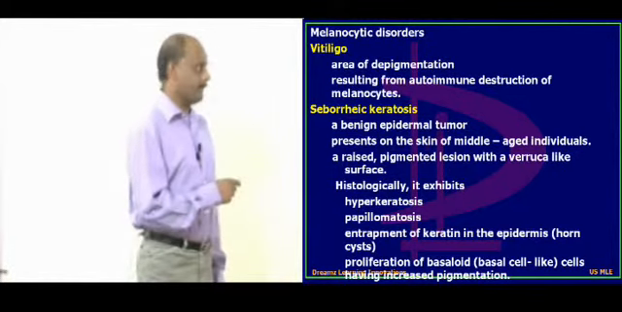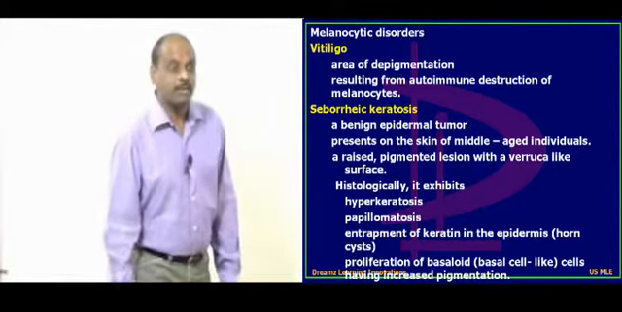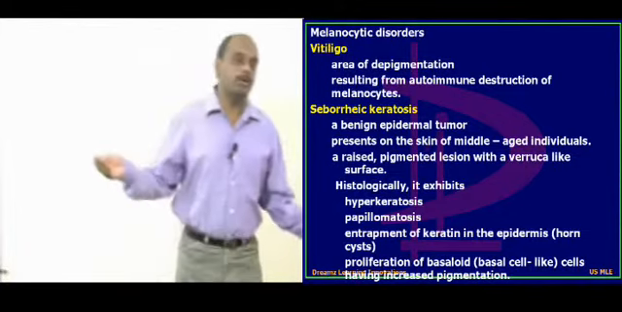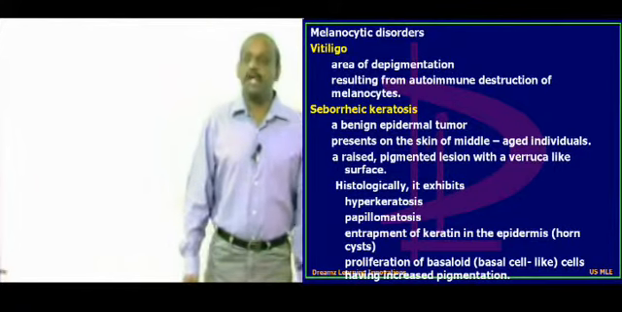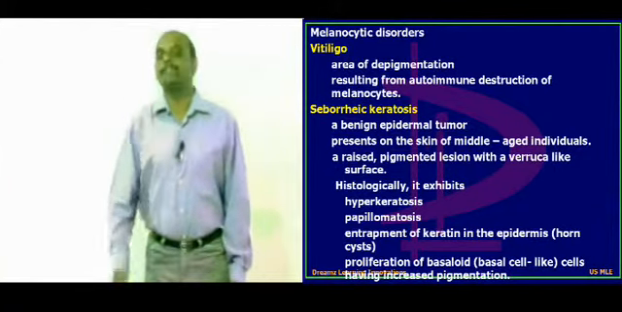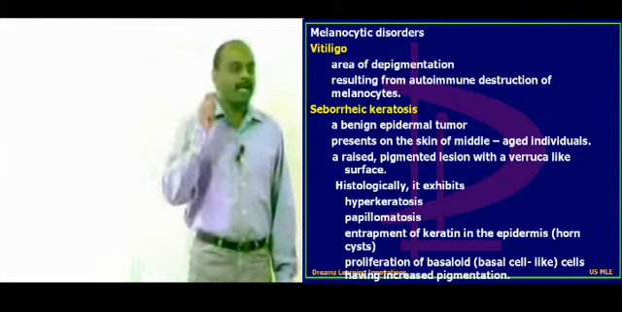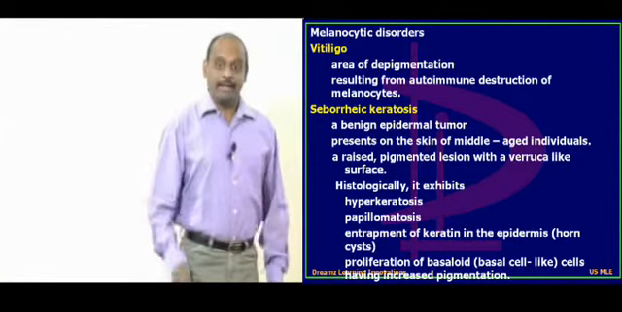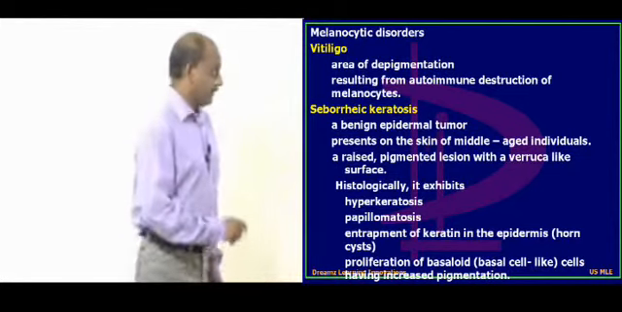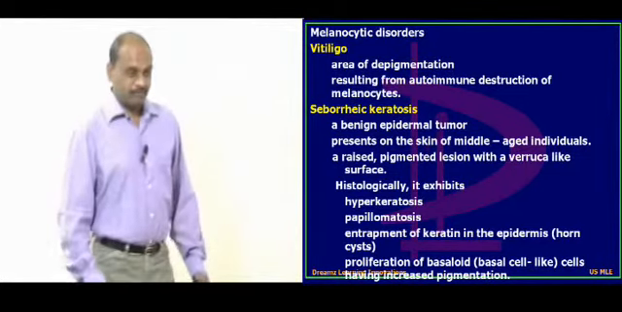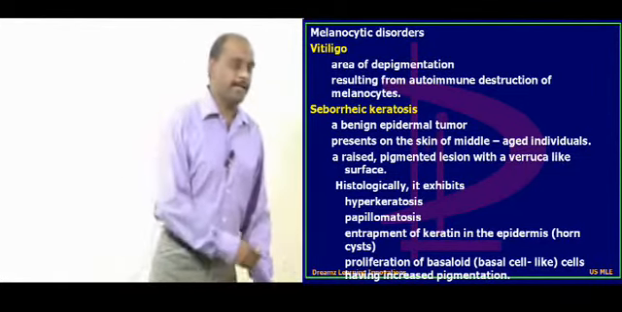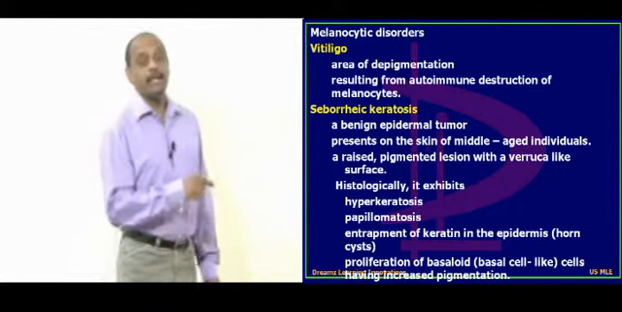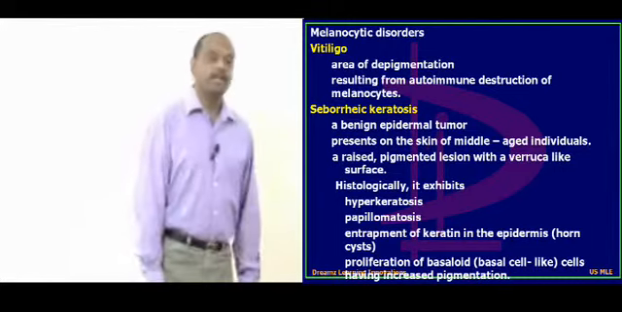Why you need to worry about this seborrheic keratosis? Sometimes sudden appearance of a lot of seborrheic keratosis is called sign of Leser-Trélat, which is something you should not forget. Sign of Leser-Trélat is indicative of an internal malignancy. An elderly individual suddenly develops a lot of crops of seborrheic keratosis. Think of the possibility of an internal malignancy is what I want to underscore to all of you.